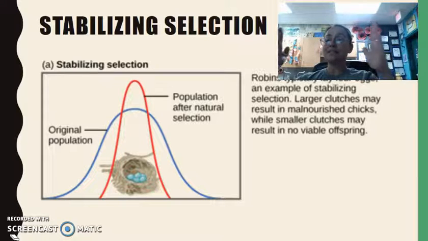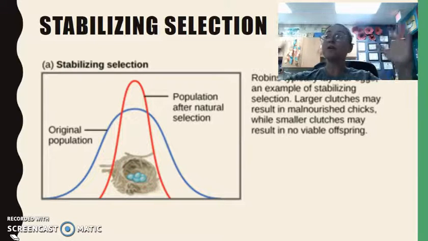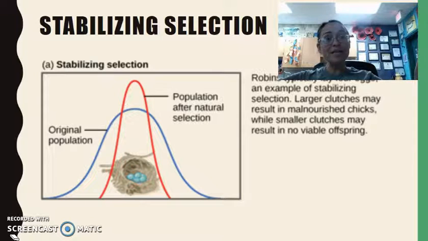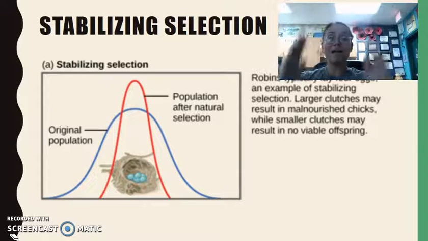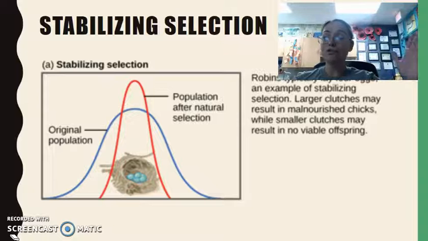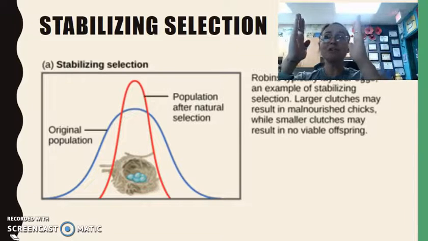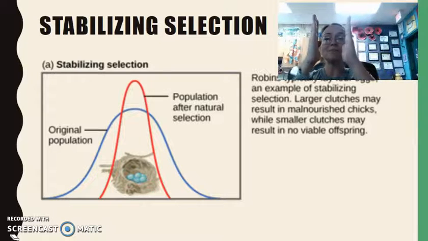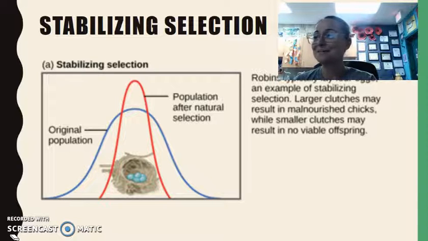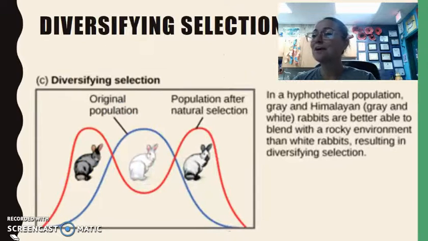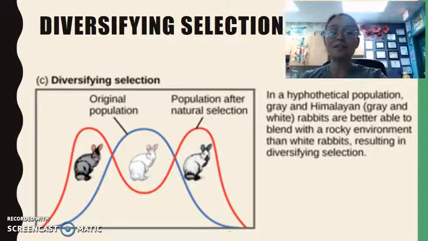So here you have a stabilizing selection where the two extremes have low fitness, and it's the medium phenotype that has the high fitness. So over time, you would find the mean or the average of the population's phenotypes being closer and closer together. And then you have diversifying selection. In diversifying selection, this is where the two extremes are favored.